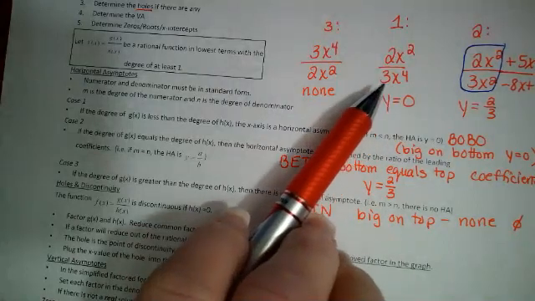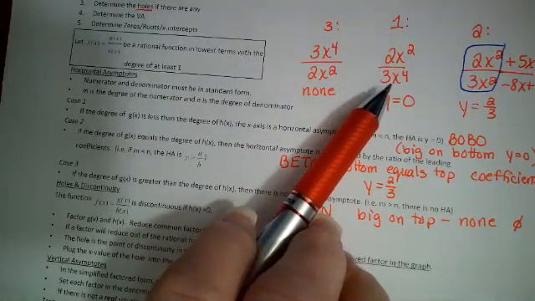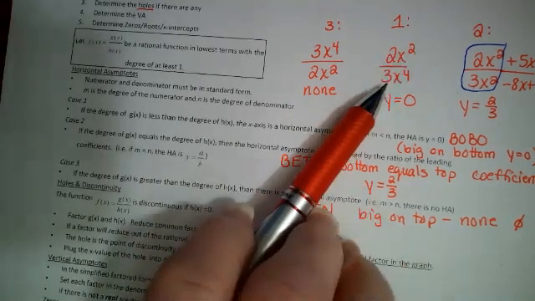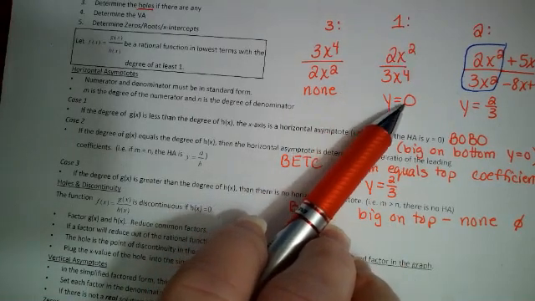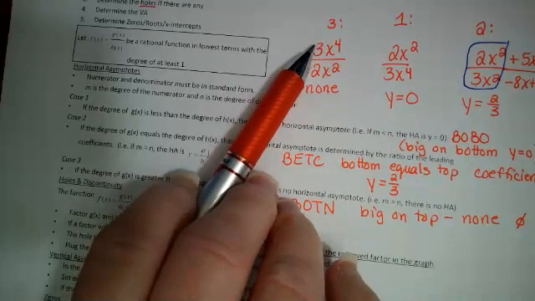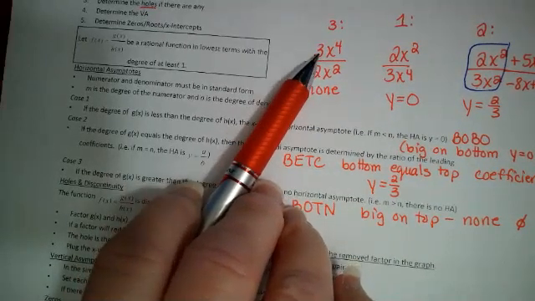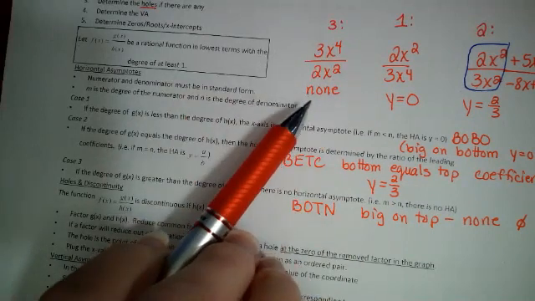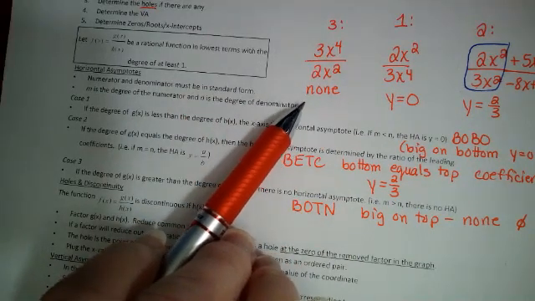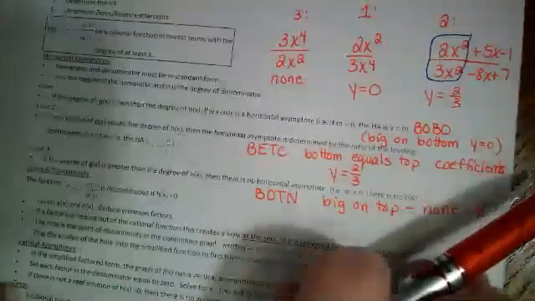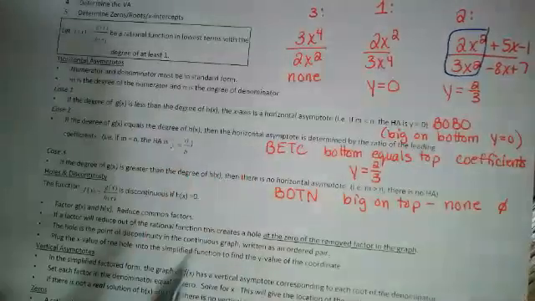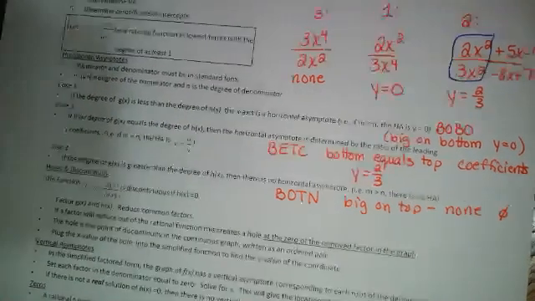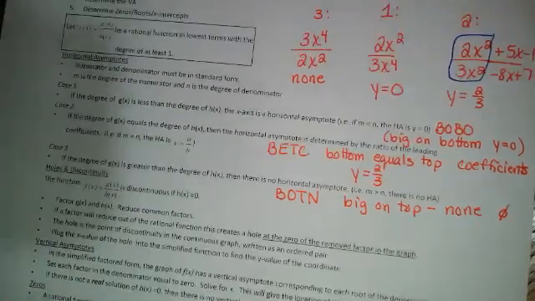If the bigger power is on the bottom, that means the denominator is going to get bigger very fast. And that means some number over a very big number is just going to get closer and closer to 0. If the bigger is on the top, this is just going to infinity, so it's not approaching any particular horizontal line. This is something that's going to lead you into limits when you get to calculus. So that is our horizontal asymptotes. You will become a pro at Bobo, Botan, and Betsy.